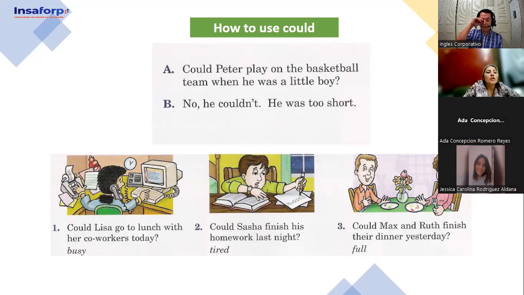Number two. Could Sasha finish his homework last night? No, he couldn't. He was tired. Too tired, right? Too busy, too tired. Number three. Could Max and Ruth finish their dinner yesterday? No, they couldn't. They were too full. Too full. Okay, now you understand, right?